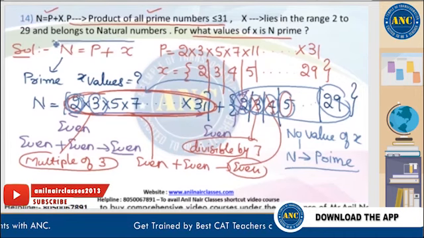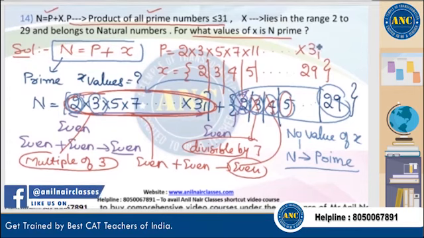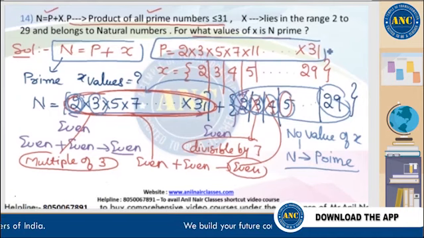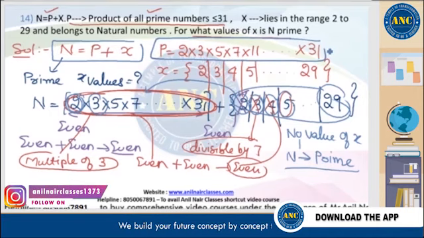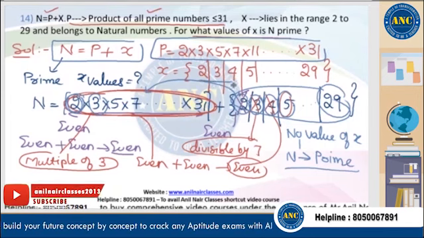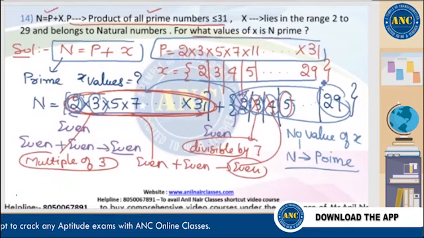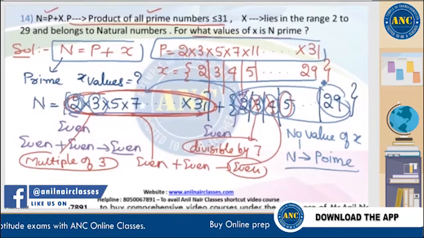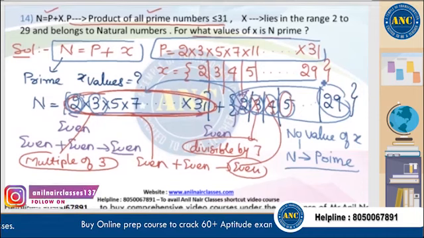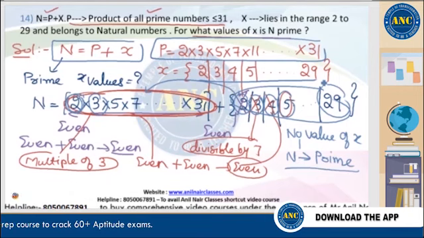There is an equation N equals P plus X, where P is the product of all prime numbers from 2 to 31. So I wrote 2 into 3 into 5 into 7 till 31. X is a natural number from 2 to 29. N is P plus X. If I take X as 2, 2 into any number is even, and 2 is an even number. If I add two even numbers, the answer will be an even number.